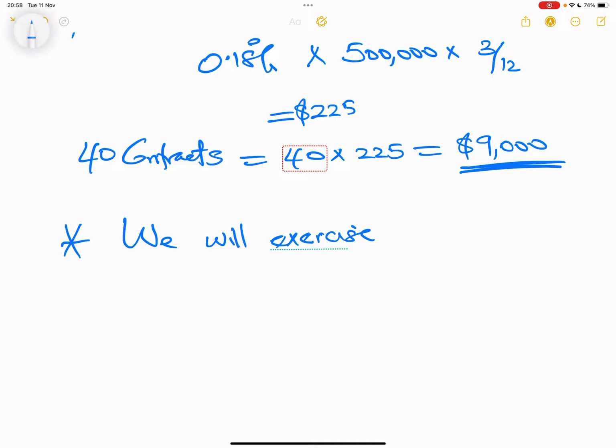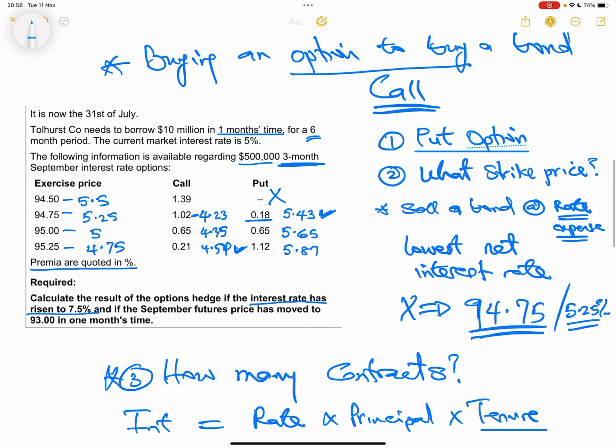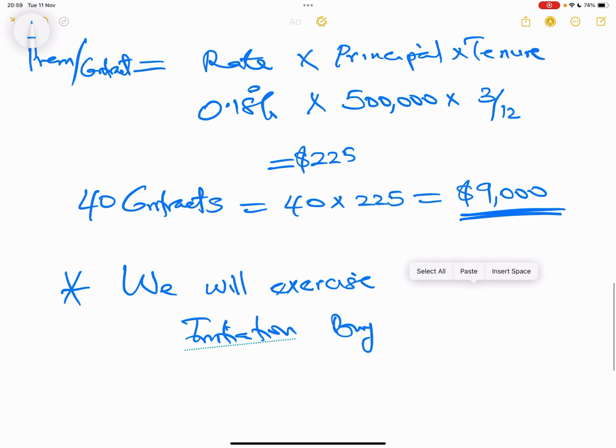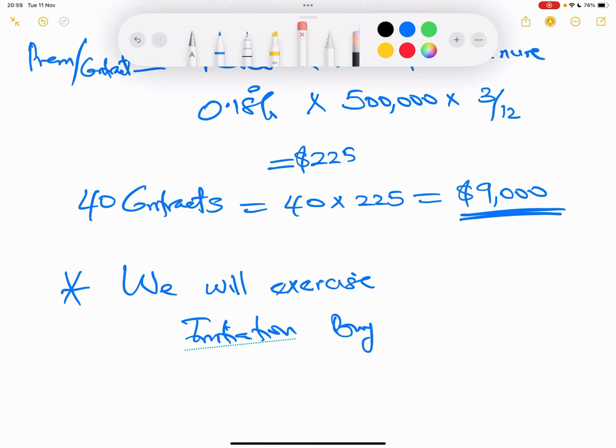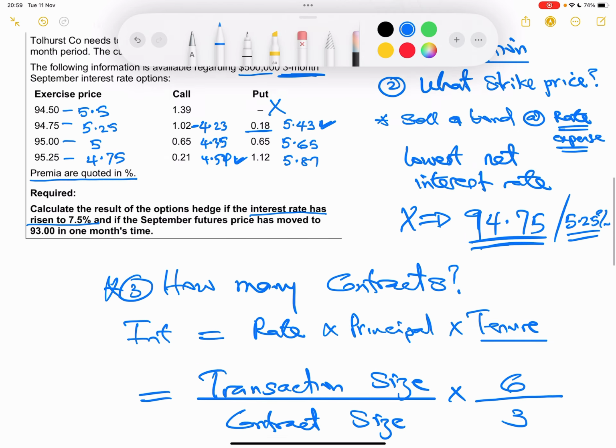And like I said, once we decide to exercise, then the future transaction comes in altogether. So initiation begins, which is, remember, to actually sell because we bought an option to sell. We bought a put, so that's how we initiated the bond. So initiation, sold bond future at 94.75.